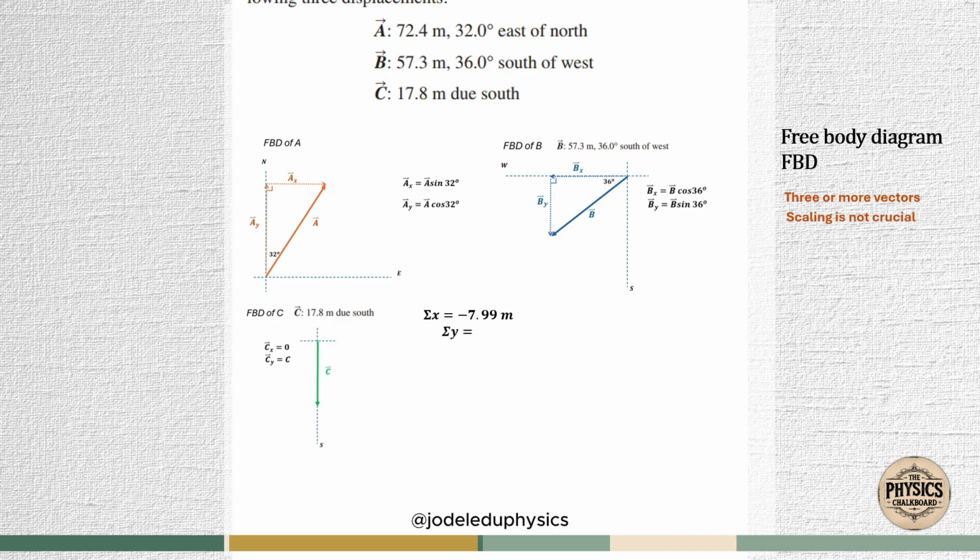Next, let's write the equation for the summation of y. Sum of vectors in the y is equal to a sub y, positive because it is upward, plus b sub y, negative because it is downward, plus c sub y, which is vector c itself. Substituting all values in this equation gives us a value that is positive. So what does the summation of components actually suggest?